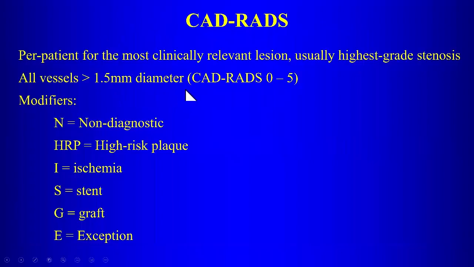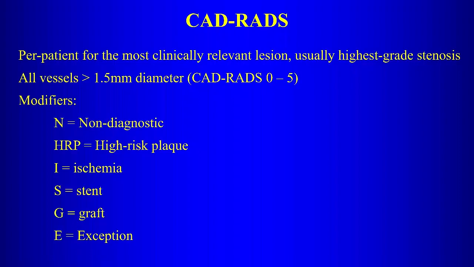And then what we're supposed to do is judge the highest grade stenosis. We're supposed to look at all vessels greater than 1.5 centimeters in diameter. And then there are these various modifiers in the scoring system: for non-diagnostic, for high-risk plaque, we'll talk about what that is, for any information on ischemia if you've done CT fractional flow reserve, if there is a stent, if there's a graft, and they've introduced this exception. In other words, are there other non-coronary atherosclerotic related lesions, right?